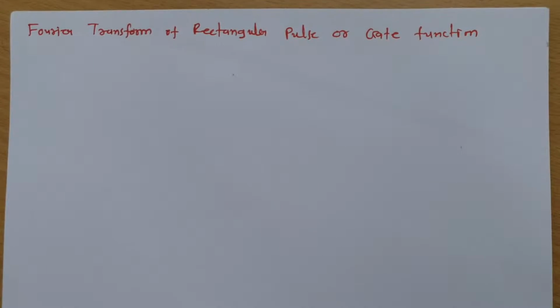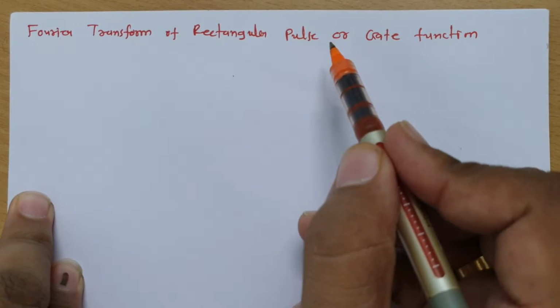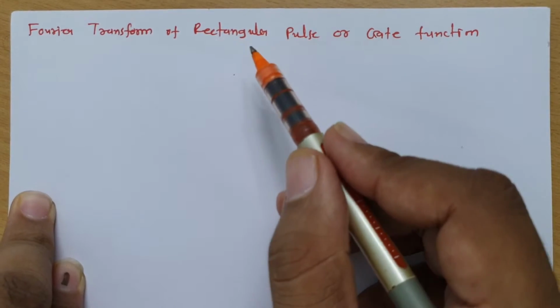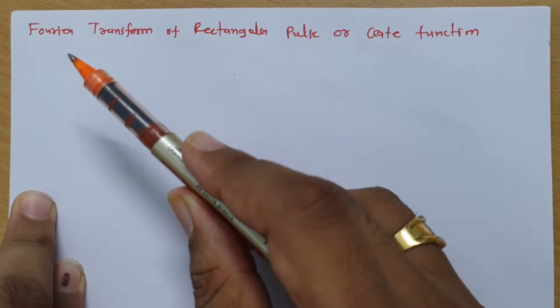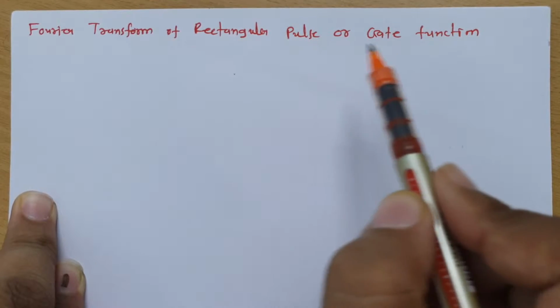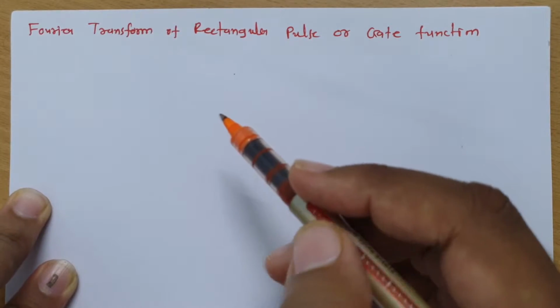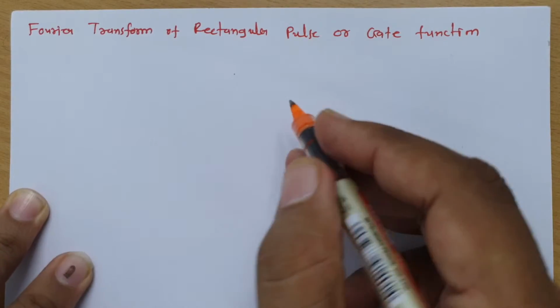Here in this session, I'll be going to explain Fourier transform of rectangular pulse, and that is even referred to as gate function. So here in this session, I'll be explaining Fourier transform calculation of rectangular pulse or gate function. So let me define first of all what is gate function, or one can say rectangular pulse.